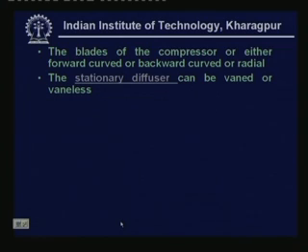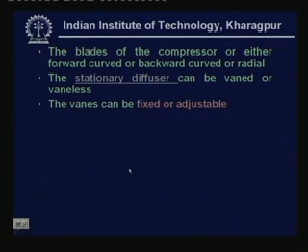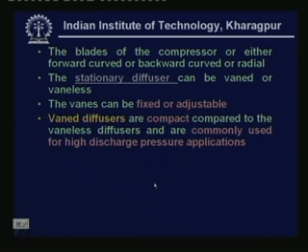So coming back to the diffusers, as I said, the diffuser can be vaned or vaneless, and vanes can be fixed or adjustable. Vane diffusers are compact compared to the vaneless diffusers and are commonly used for high discharge pressure applications. The size of these compressors using vane diffusers will be smaller, and generally they are used for high discharge pressure applications. That is the advantage of vane diffusers.